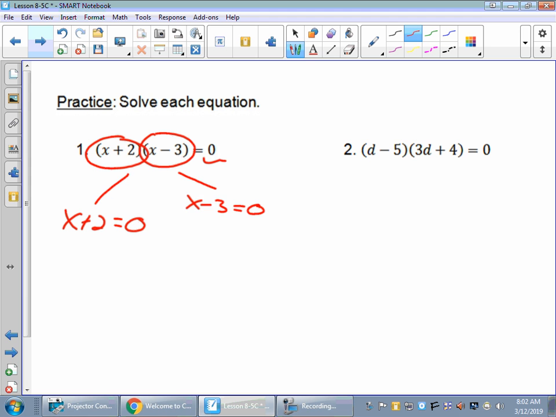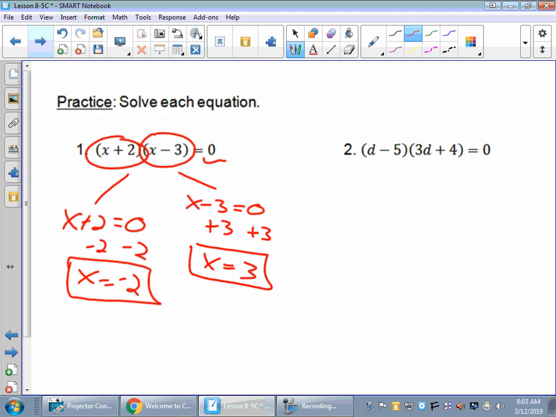So how would I solve this? Basically, I'm going to subtract 2 from each side, and then x equals negative 2. On this side here, how would I solve this one? I'm going to add 3 to both sides, so x is going to be equal to 3. And that is basically our answer right there. You got two different answers, negative 2 and 3.